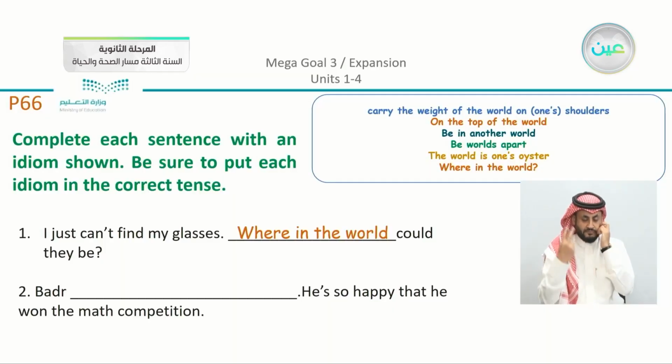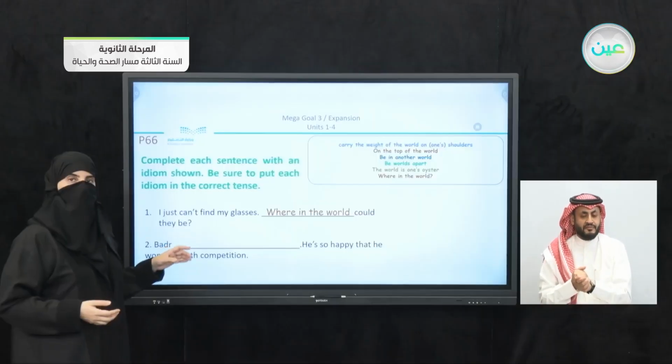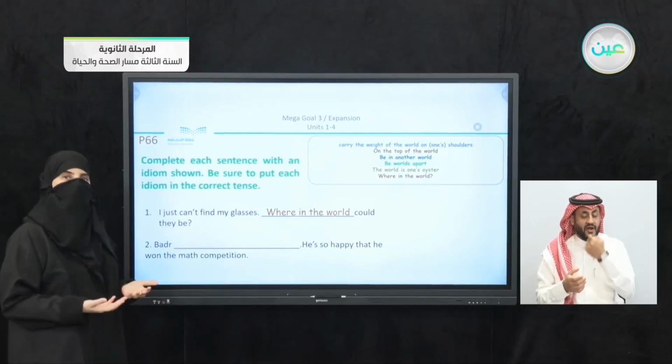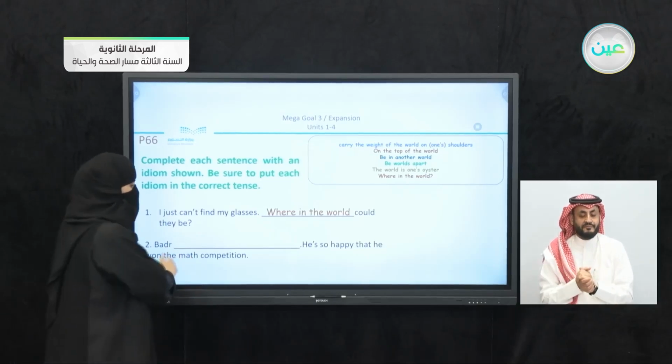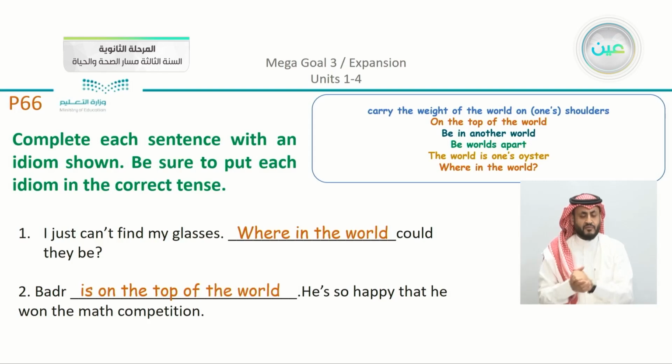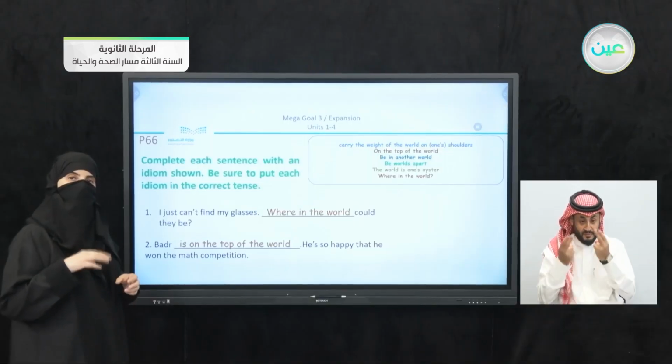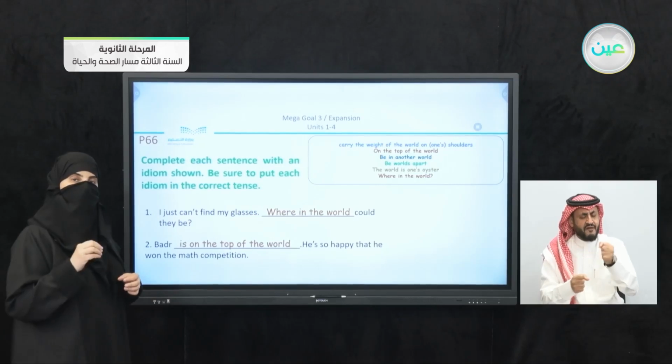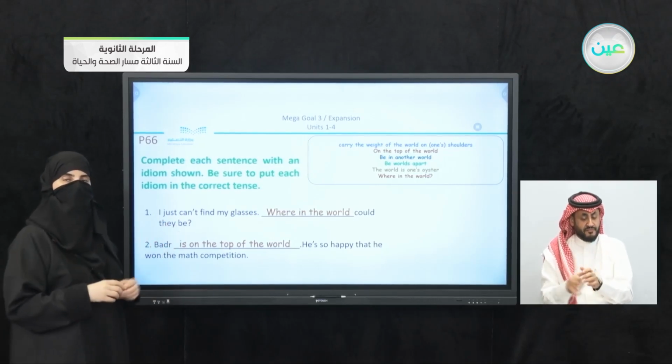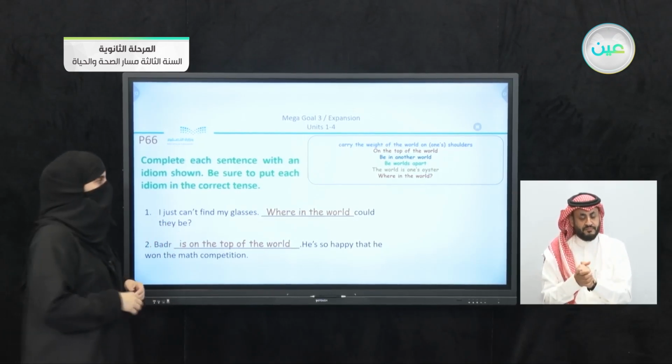We have number 2, Badr: "He's so happy that he won the math competition." So note here that we have someone who's very happy. Which one of these idioms can be used to express happiness? We can say that Badr is on top of the world. Now note that also I'm using the correct verbs. We have here "is," the verb to be, added to the idiom or the phrase.